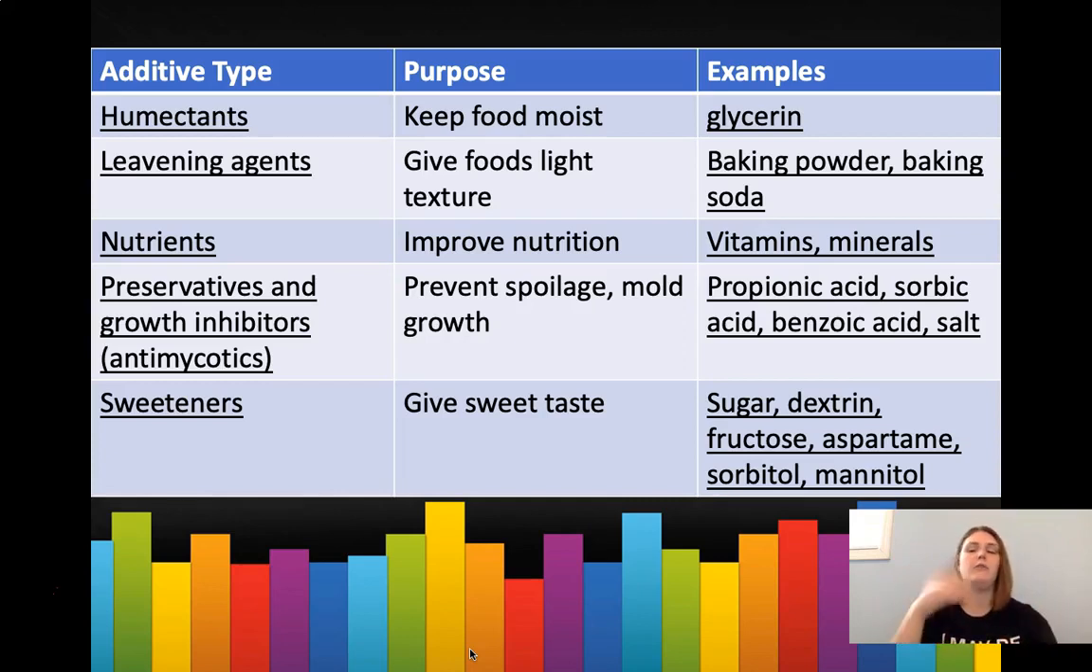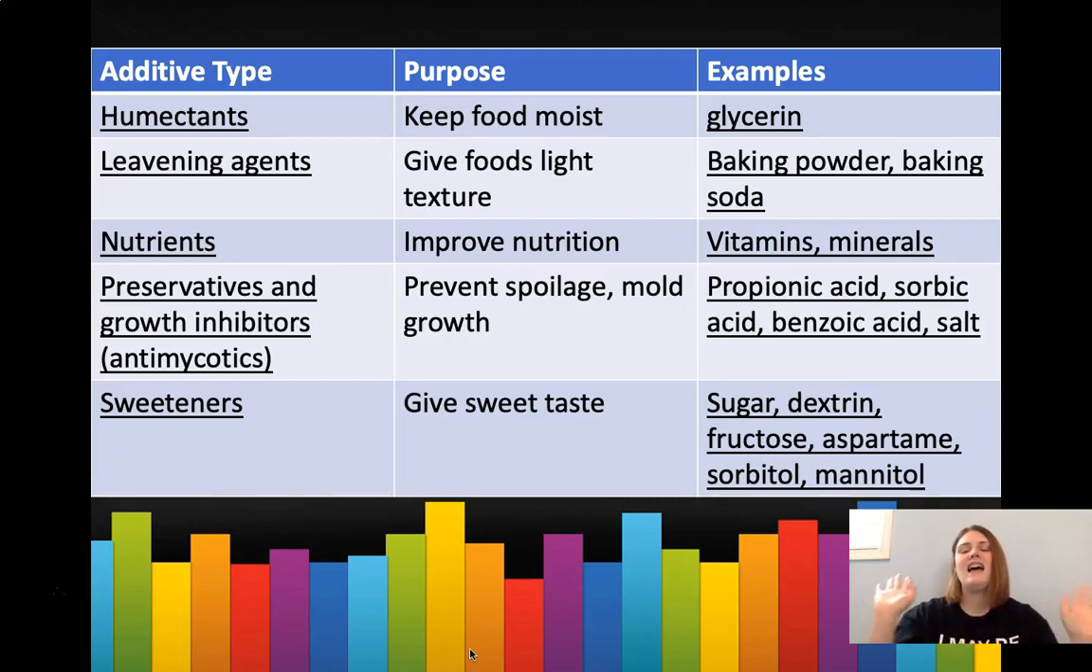Humectants, I don't even know, we're just going to say I said it right. But they keep food moist. Again, if you buy bread or a Hostess Twinkie or something like that, you don't want it to get dried out from the time it ships to the time it gets to you. And glycerin is what helps with that. Glycerin also, by the way, is in bubbles and helps bubbles form, which is kind of fun to know.